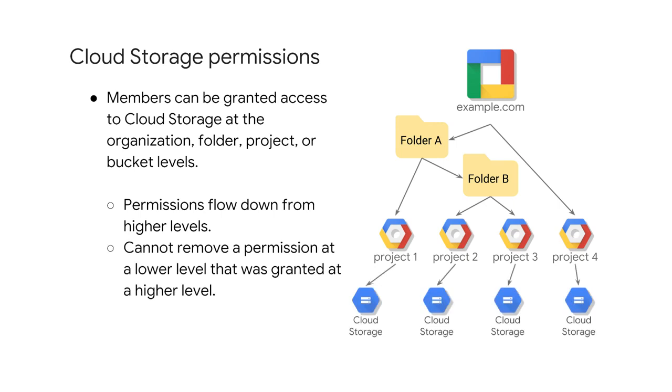There are no explicit deny rules, so it is not possible to remove a permission at a lower level that was granted at a higher level. Be sure to only grant the access that is required. Always use the principle of least privilege.